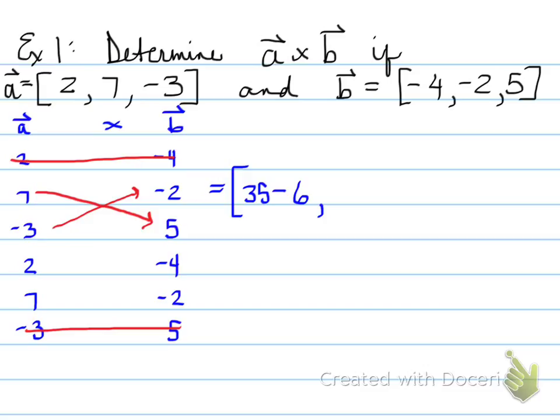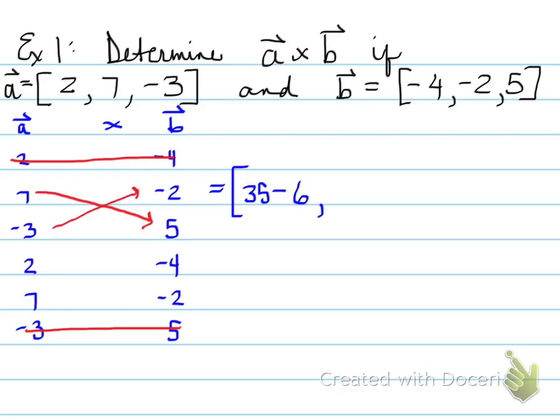So let's look at the lattice again. We're going to subtract the product of negative 3 times negative 2. Negative 3 times negative 2 is 6, so we subtract: 35 minus 6. That is going to be our x value, the x value of our vector, which is the result of the cross product.